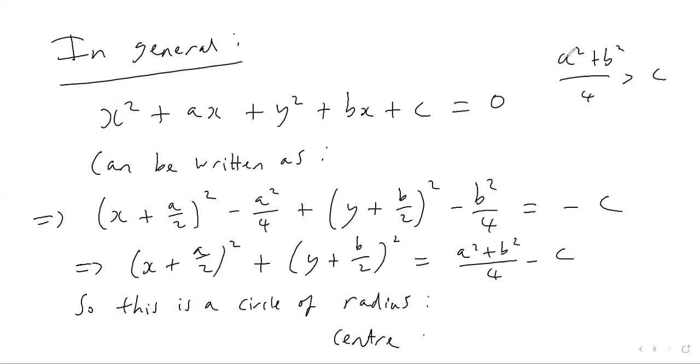So the key thing is to make sure that this fact is true. And so long as it is true, then you've got a circle with a radius of the square root of this number here, the square root of a squared plus b squared over 4 subtract c, and a center at these coordinates, the negative of these constants. So negative a over 2 and negative b over 2 would be our center.